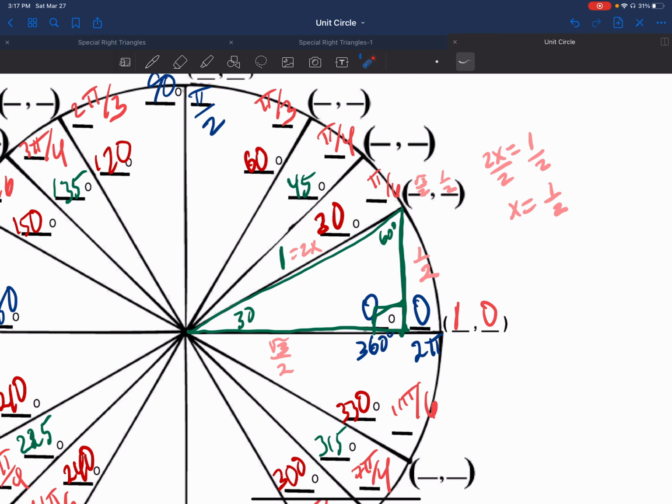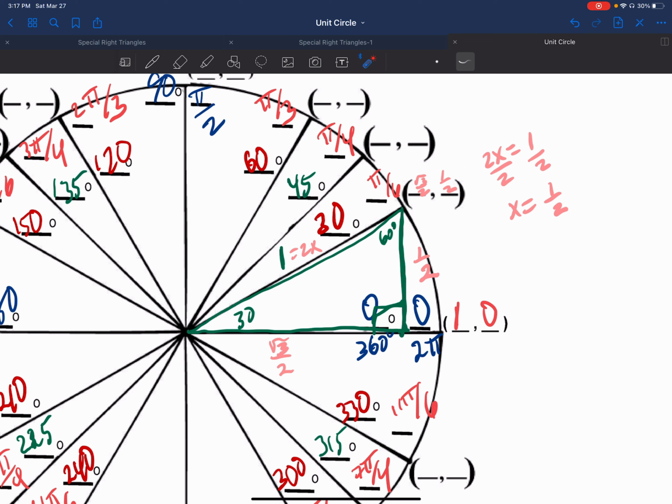Again, you can see your 30, 60, 90 triangle here. We knew that this was equal to 1 because it's in the unit circle. This is a radius. Then we use the special right triangle ratios to figure out the two sides. Now we know the ordered pair that goes with this triangle.